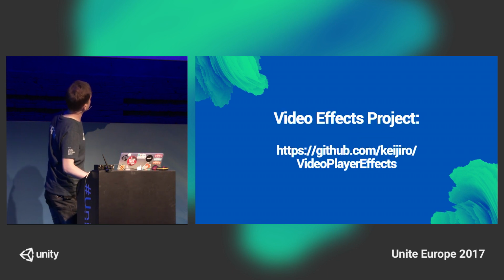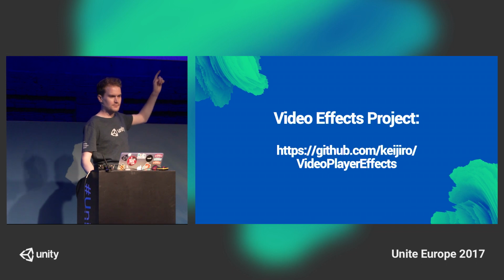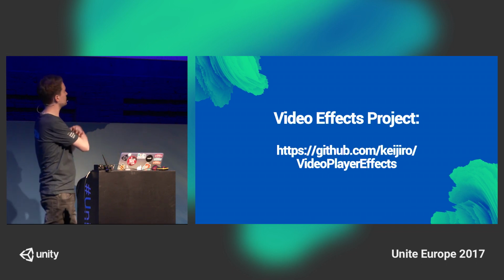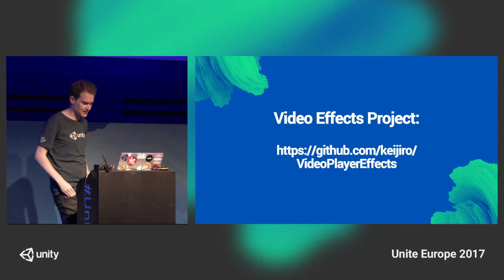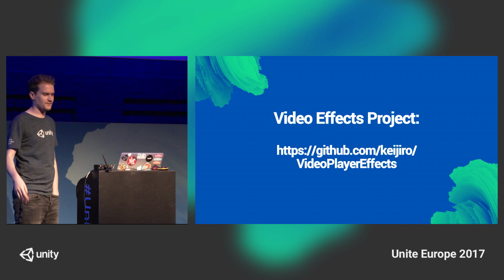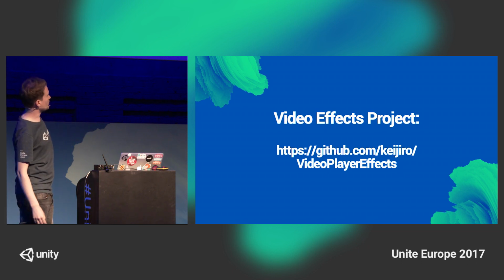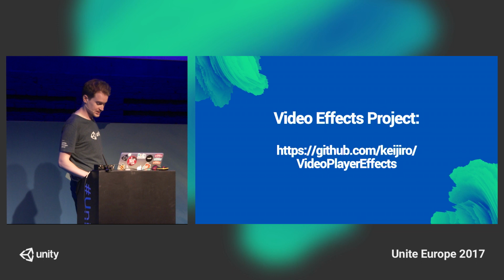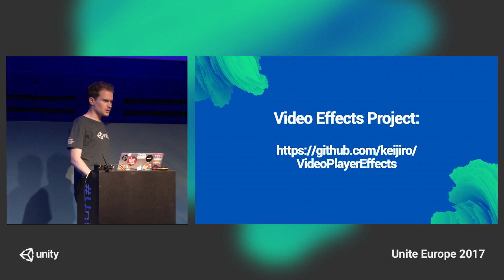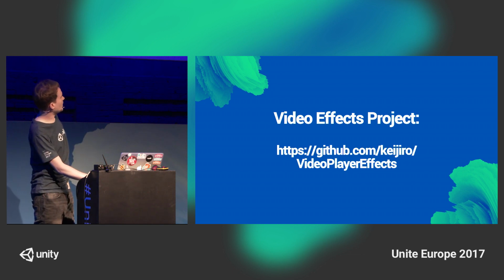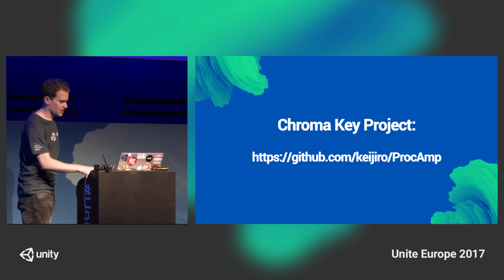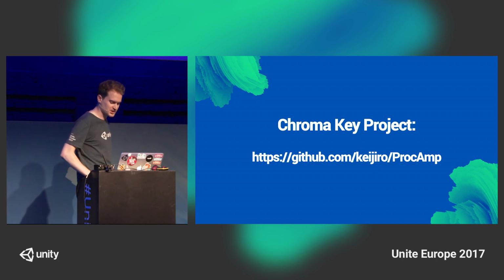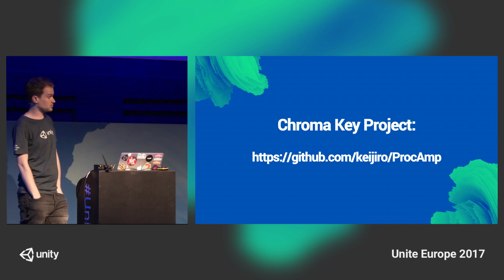So the video effects project is on Kajiro. If you search his name, it will come up with this whole GitHub repo and things. So you have the video player effects, the one with the blue and white cubes and all sorts of things like that. He's got so much stuff in there. I just spend whole weekends digging through all of his content because it's incredible. So hopefully, if you search Kajiro or Shader Magician, it'll probably pop up with him. The actual chroma key project is called Proc Amp. The other one's just called Video Player Effects, so it's quite easy to search. But this one's called Proc Amp. So if you search for that, you will get that.